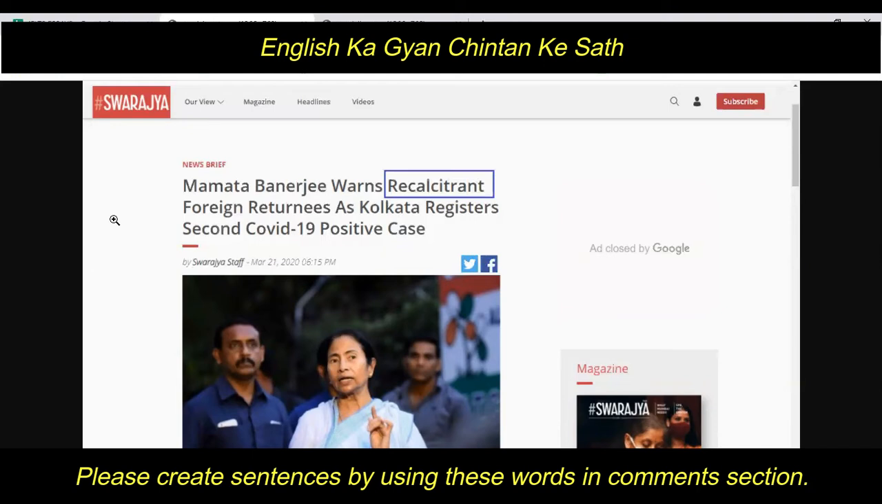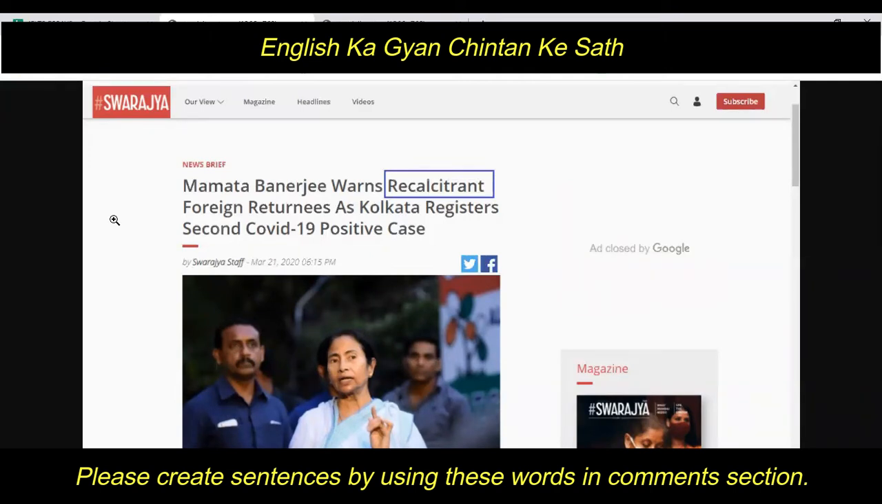Recalcitrant foreign migrants, right? The individuals who come from outside and who oppose the government's rules and regulations, who do not follow them. They always oppose the rules and regulations which are being made by the government. So they were warned by Mamata Banerjee.